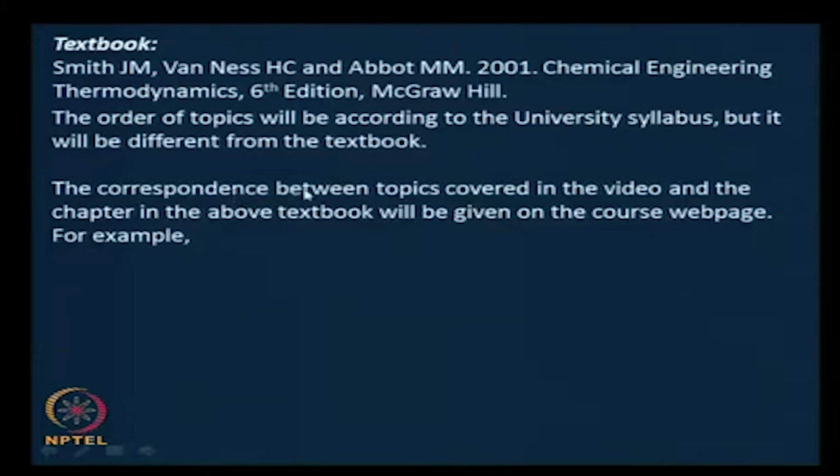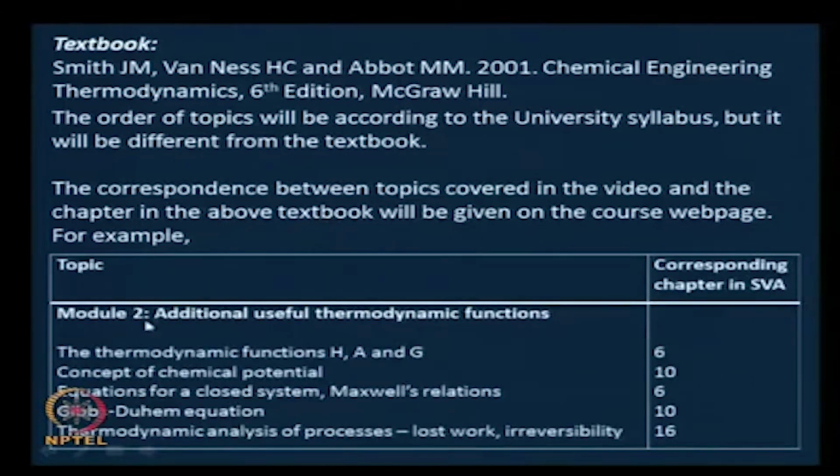The correspondence between the topics covered in the video and the chapter or chapters in the textbook will be available on the course web page, and I had given you an example also for module 2, that the thermodynamic functions H, A and G would be from chapter 6. Now we are directly jumping to 6 here. Concept of a chemical potential is chapter 10, equations for closed systems, Maxwell's relations are again from chapter 6, Gibbs-Duhem equation from chapter 10, and thermodynamic analysis of processes including lost work and irreversibility was from chapter 16.